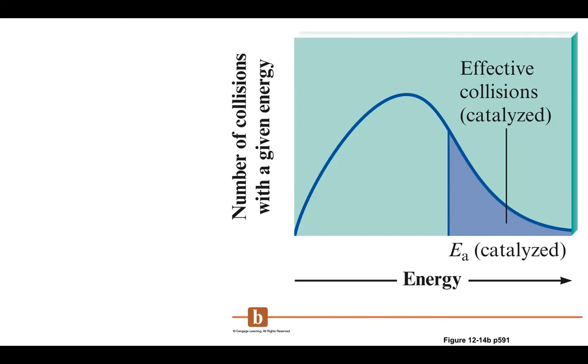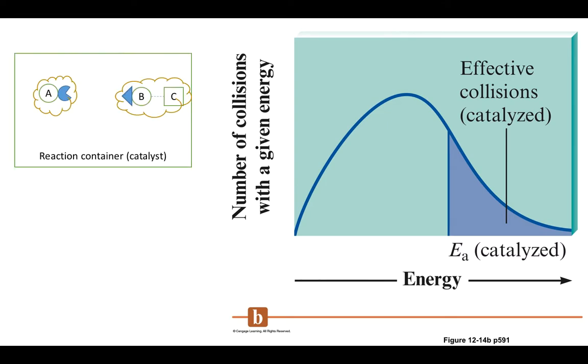Let's have a look. So, here is our catalyzed reaction Boltzmann distribution graph. Now, in the reaction container, and this is interesting because it connects to other concepts in chemistry, we're going to have our catalyst forming some sort of interaction. In most cases, this interaction is an IMF interaction. So it could be hydrogen bonding, dipole-dipole, or London dispersion forces. Sometimes they form chemical bonds, but not so often.